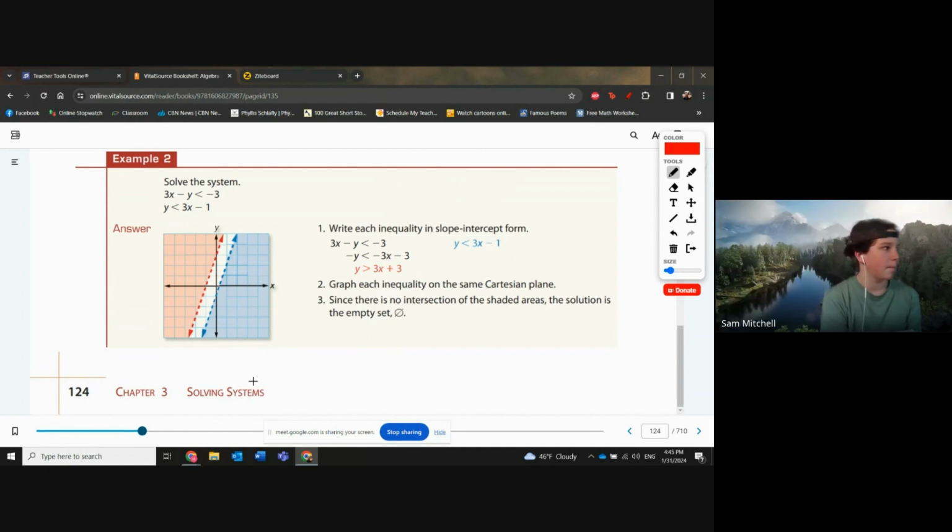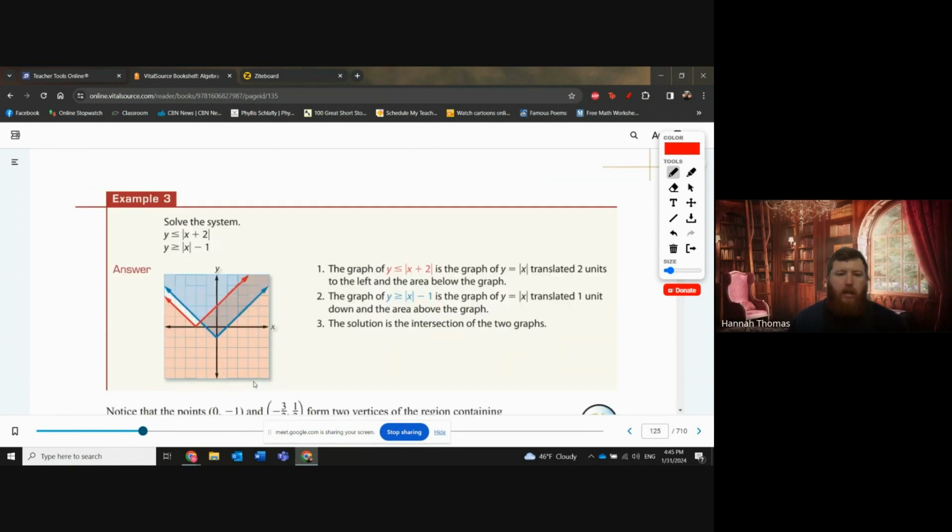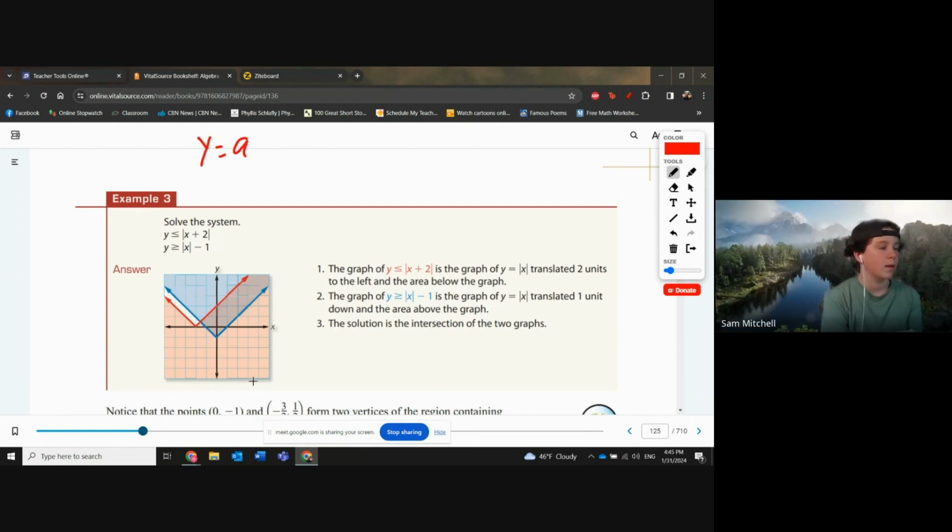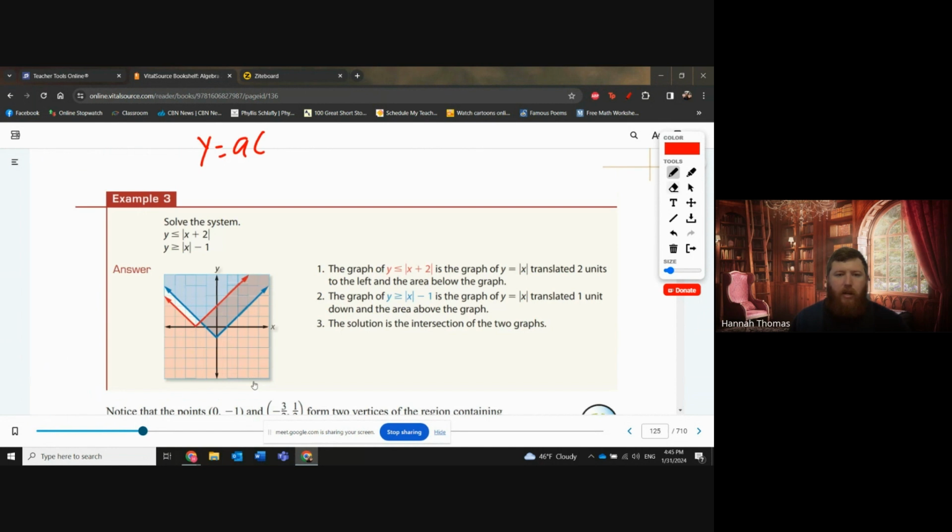Yep. All right, and this one here, these are absolute value. So remember the absolute value, it's been a while since we did this, but I remember it. I'm going to do absolute value.